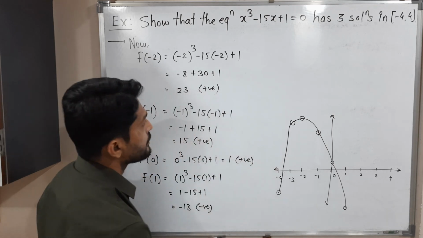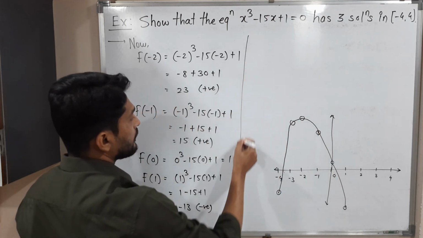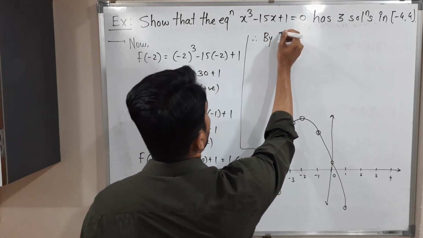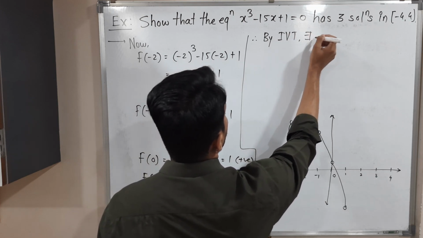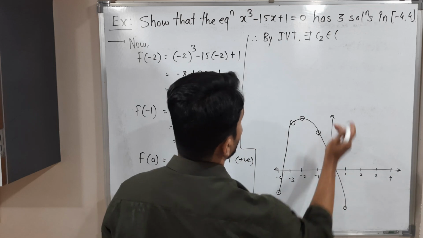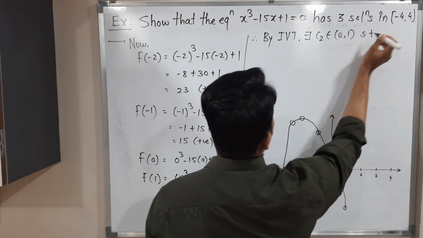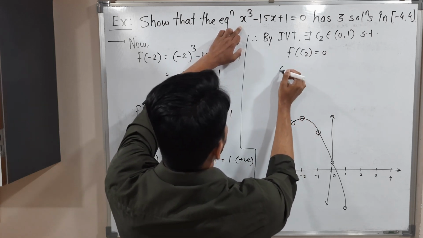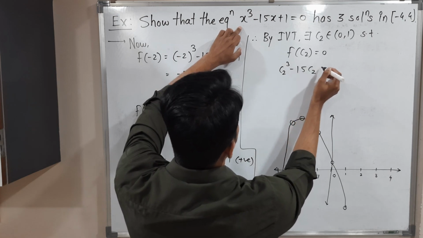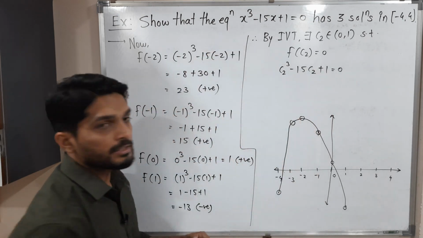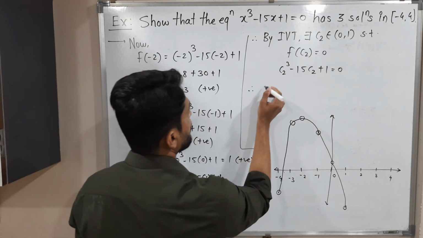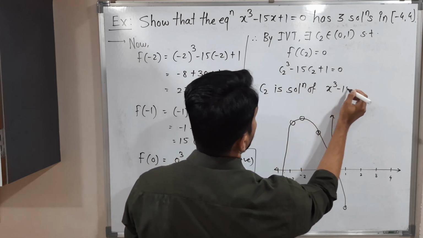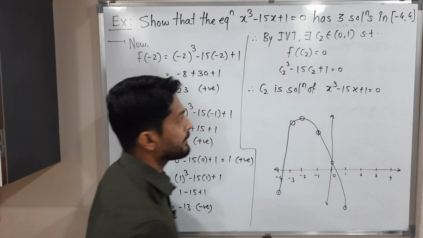Okay, let me mention. Therefore, by intermediate value theorem there exists some point C2 in this interval 0, 1 such that f of C2 is equal to 0. That means C2 cube minus 15 C2 plus 1 is equal to 0. That means C2 is a solution of that equation. Therefore C2 is a solution of x cube minus 15x plus 1 is equal to 0. That means we got a second solution.